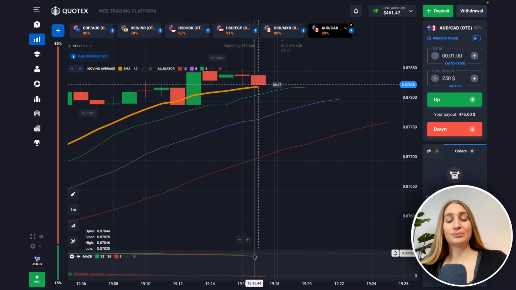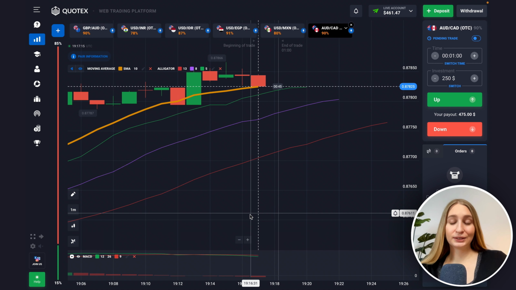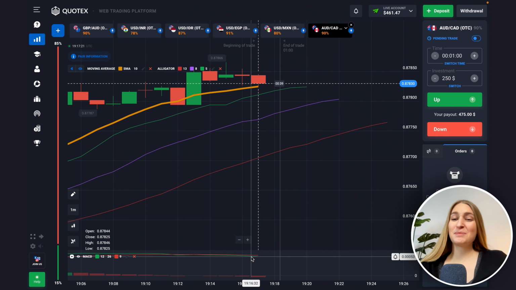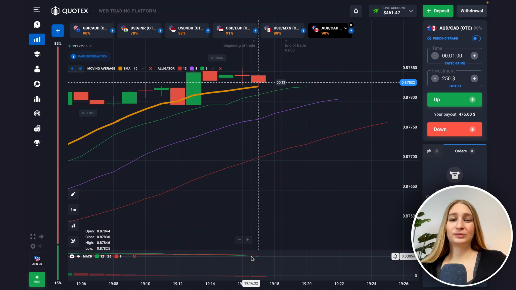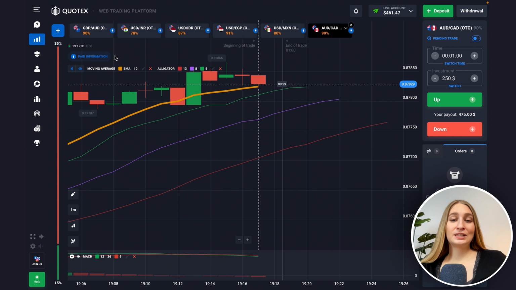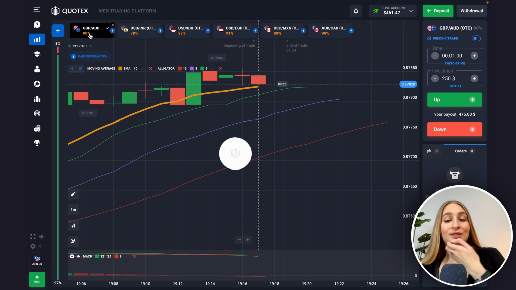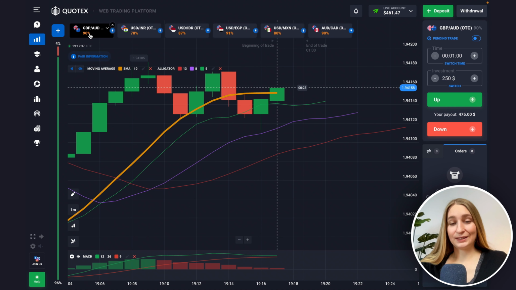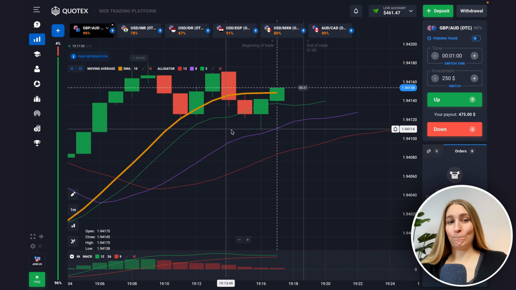MACD is showing us a pretty messy situation with lines. You see they are going straight forward and they are pretty messy, and I'm not really sure if I need to make a trade here. So I think I will wait a little bit. And okay, let's go to another currency pair, to the first one.